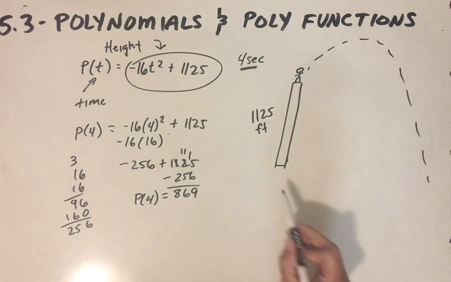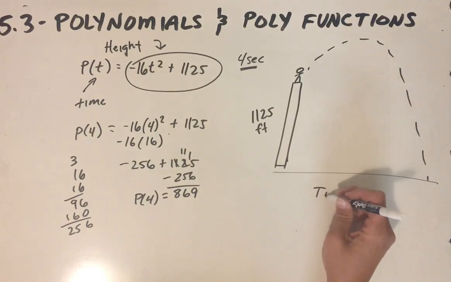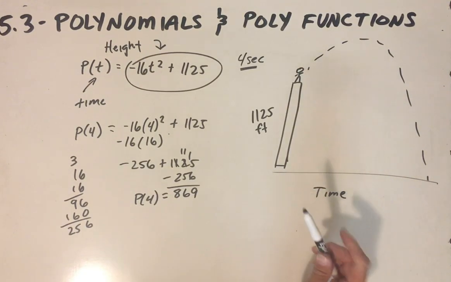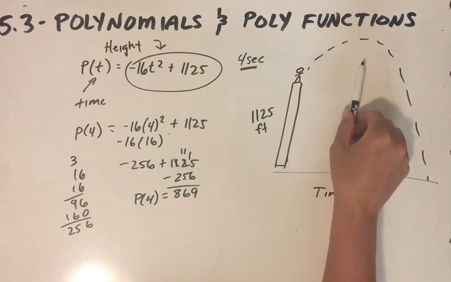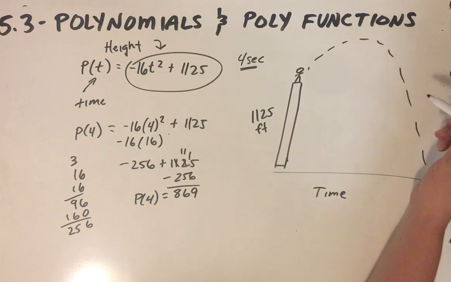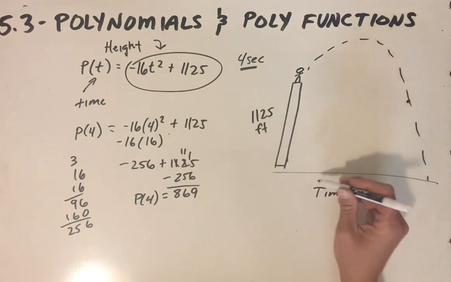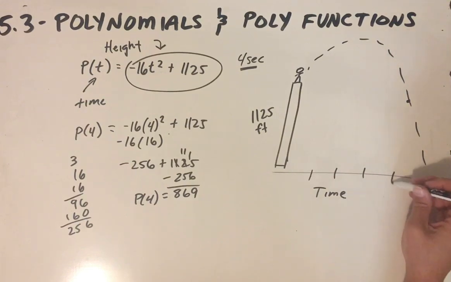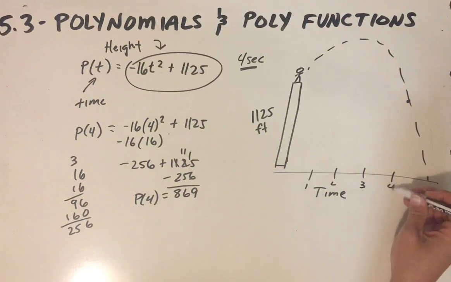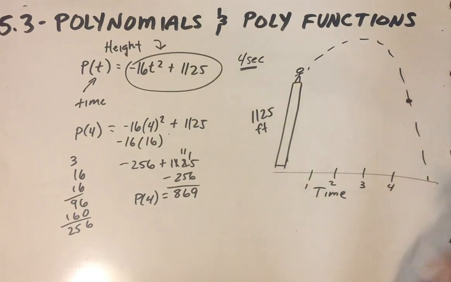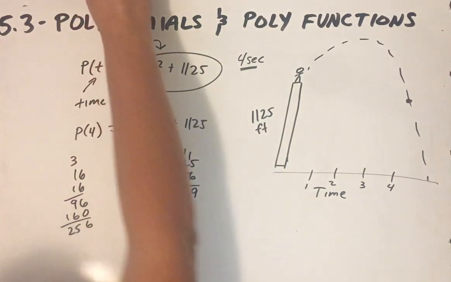So if you're looking over here, this axis is time. So you're going to say, oh, in 1 second it's, you know, a little higher than 1125, and at 2 it's still higher, and maybe at 3 it's starting to go down, and at 4 we're talking about being somewhere over here, right? So it looks something like this. So after 4 seconds, so this would be 1, 2, 3, 4 seconds. This is where that object would be. Okay, so that is a polynomial function, and some of the applications.